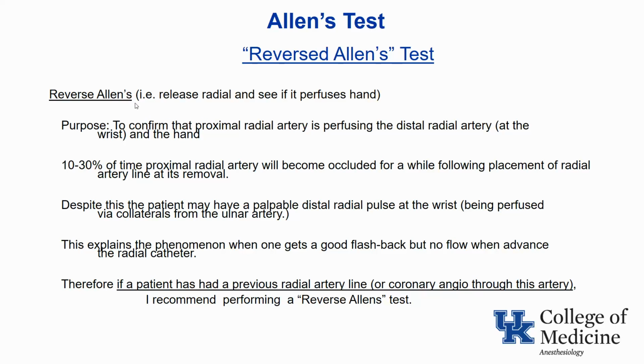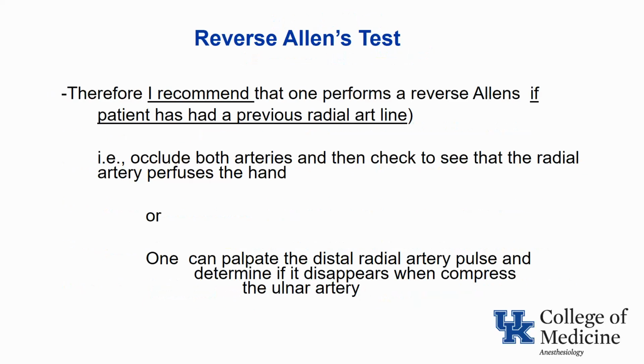Many of our patients have had previous radial artery lines or catheterizations done by cardiologists, and the radial artery is no longer supplying the hand. However, if there's good collateral flow, you may still feel a pulse in the radial artery distal to the puncture site, and you may be misled to think that the radial artery is supplying the hand. Therefore, I recommend that you occlude the ulnar artery and see if the radial artery is actually still perfusing the hand. I've described how to do this on this slide.